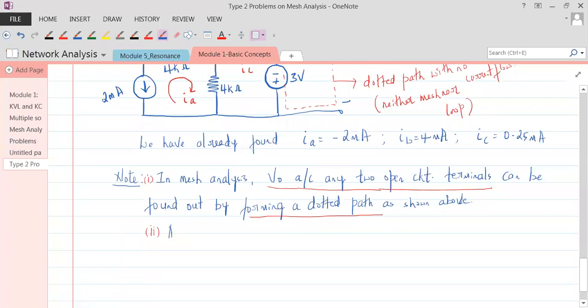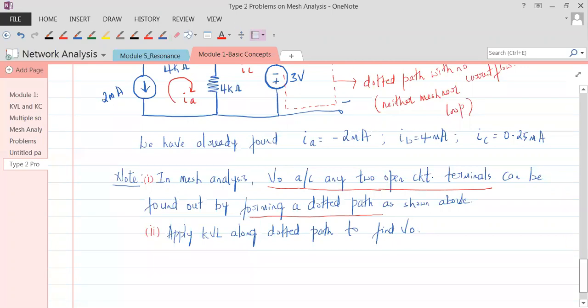See here, apply KVL along dotted path to find V0. Is this okay with you, everybody? 2 nodes I have given. If you are asked to find out V0 across the 2 open circuit terminals, form the dotted path and apply KVL along that dotted path. Okay, let's do that now.